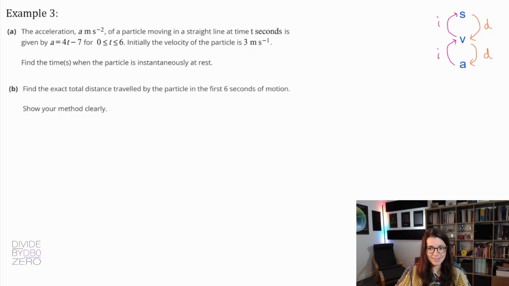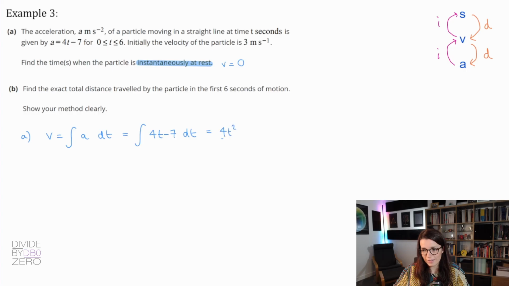So instantaneously at rest means v will be 0 at those times. But we haven't got an expression for velocity at the moment, we just have a. So using SUVAT, that means we need to integrate a to find v. So v is going to be the integral of a with respect to time. Let's integrate 4t minus 7. That will give us 4t squared over 2 minus 7t plus c, always writing plus c for integration. Simplified, 2t squared minus 7t plus c.